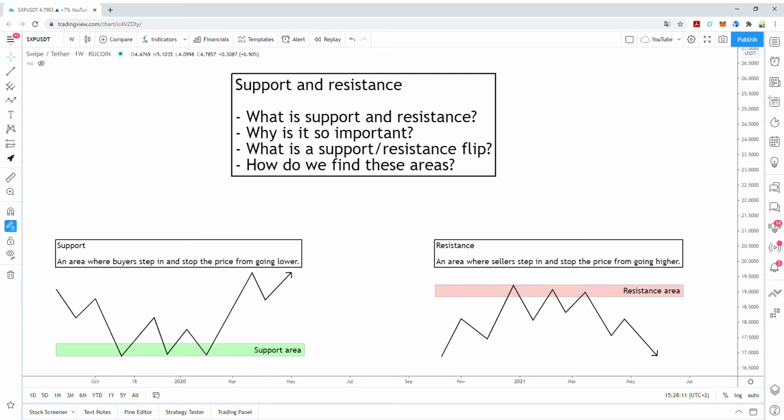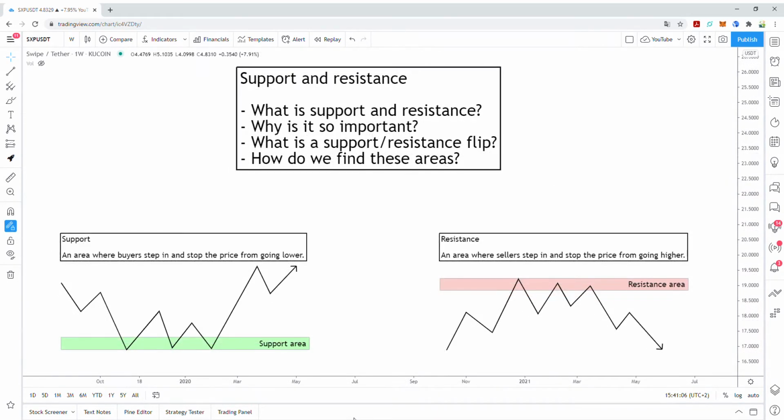Today I want to discuss with you support and resistance, and I'm going to discuss four things. First, we will start with what is support and resistance. Then I will tell you why it is so important in the charts. Then I will explain what is a support resistance flip, and then we will start to look at the charts, like where we can find these areas, how do we find them so we can use them to our advantage. Okay, so let's get started with what is support and what is resistance.